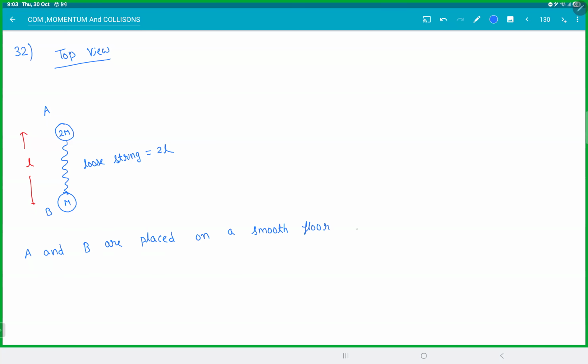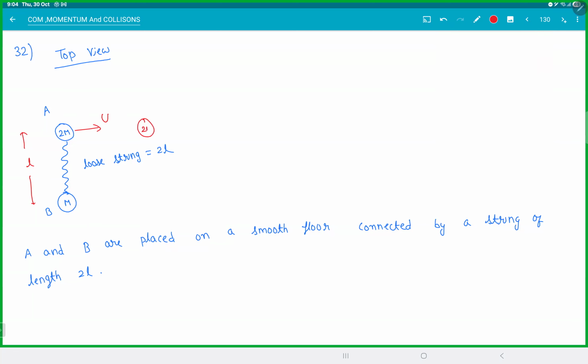Smooth floor, connected by a string of length 2L. The distance between them is L only. Now what you did, you kicked the ball A with speed U. So only A is given speed U. So what will happen after some time?